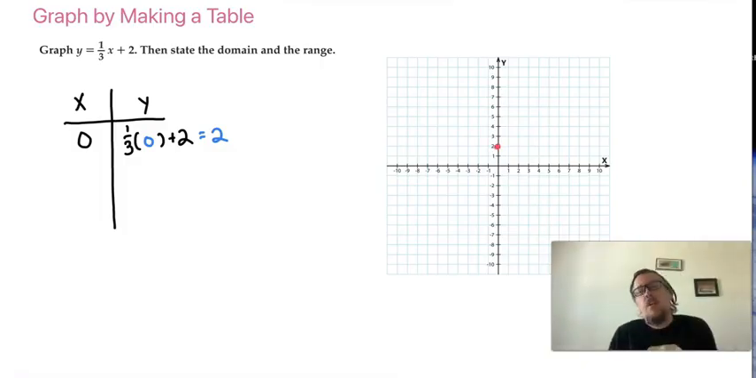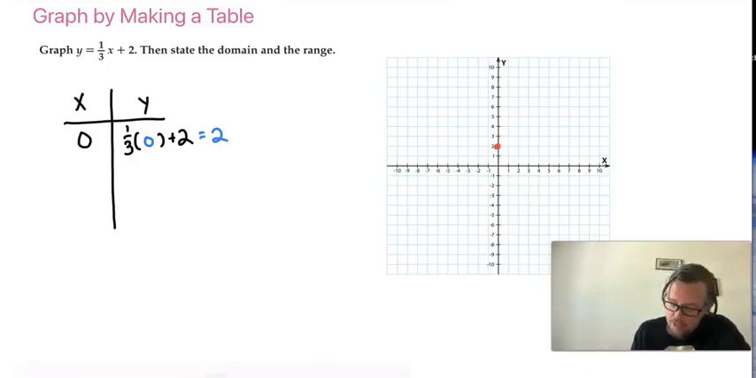Okay. So our second x coordinate that we're going to choose, we have to be a little more careful. I don't want to choose the number 1, for example, because then I have to do 1/3 times 1 plus 2, and my answer would be a fraction or a decimal. I don't want to graph a fraction or a decimal because I have to estimate where that point would go. So instead, I want to choose a value of x that's going to multiply by 1/3 and come out to be a whole number. And so I'm going to choose 3.